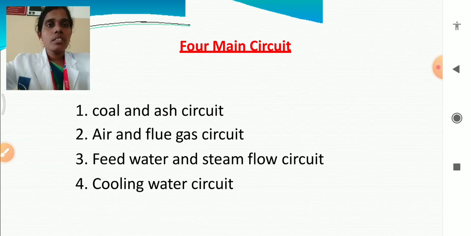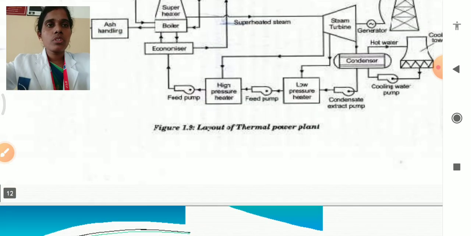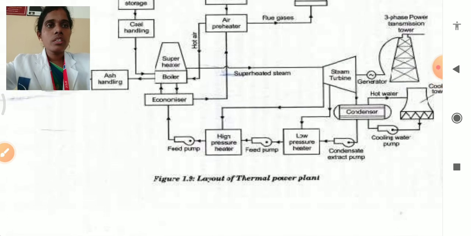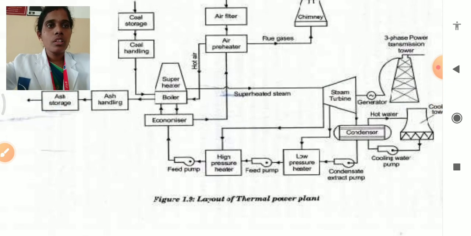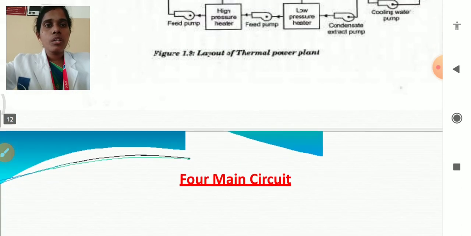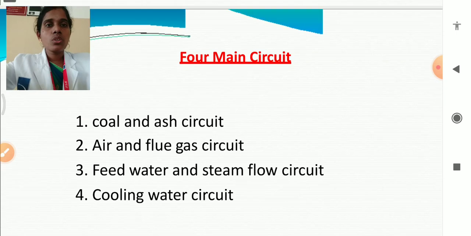Then the third main circuit is the feed water and steam flow circuit. Here, the exhaust steam from the steam turbine is condensed with the help of cooling water, and then the condensed steam is passed to the low pressure and high pressure heaters in order to maintain the pressure and temperature, and then it is fed to the economizer. And the last one is the cooling water circuit.